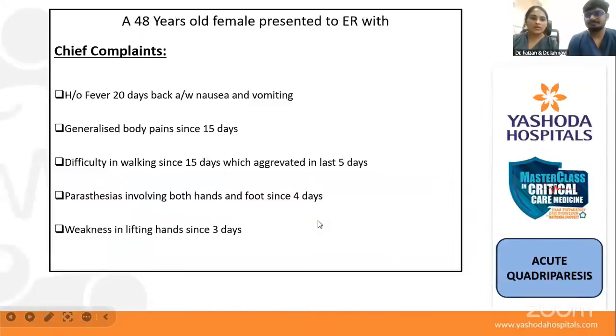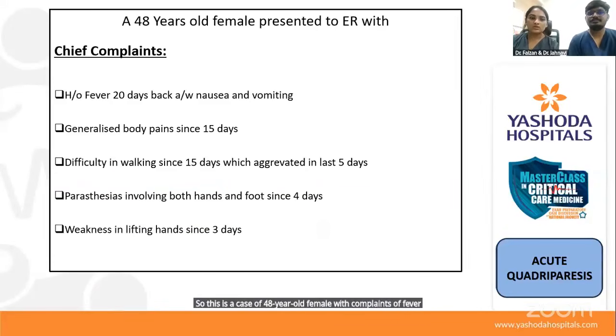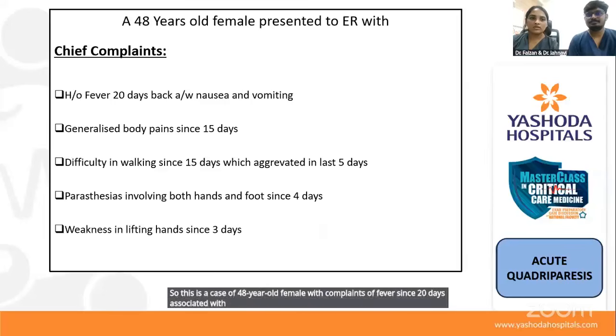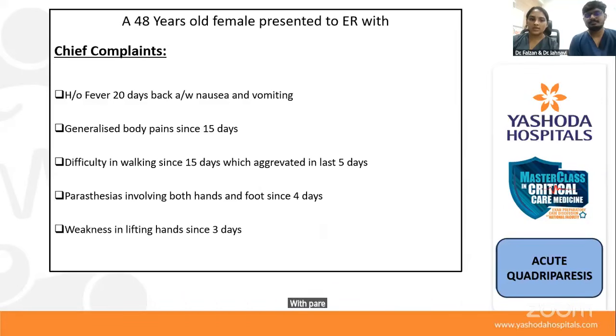So this is a case of a 48-year-old female with complaints of fever since 20 days associated with nausea and vomiting, with generalized body pains since 15 days, with difficulty in walking since 15 days, which aggravated in the last 5 days, with paresthesias involving both hands and feet since 4 days, and weakness while lifting the hands above the shoulders since 3 days.